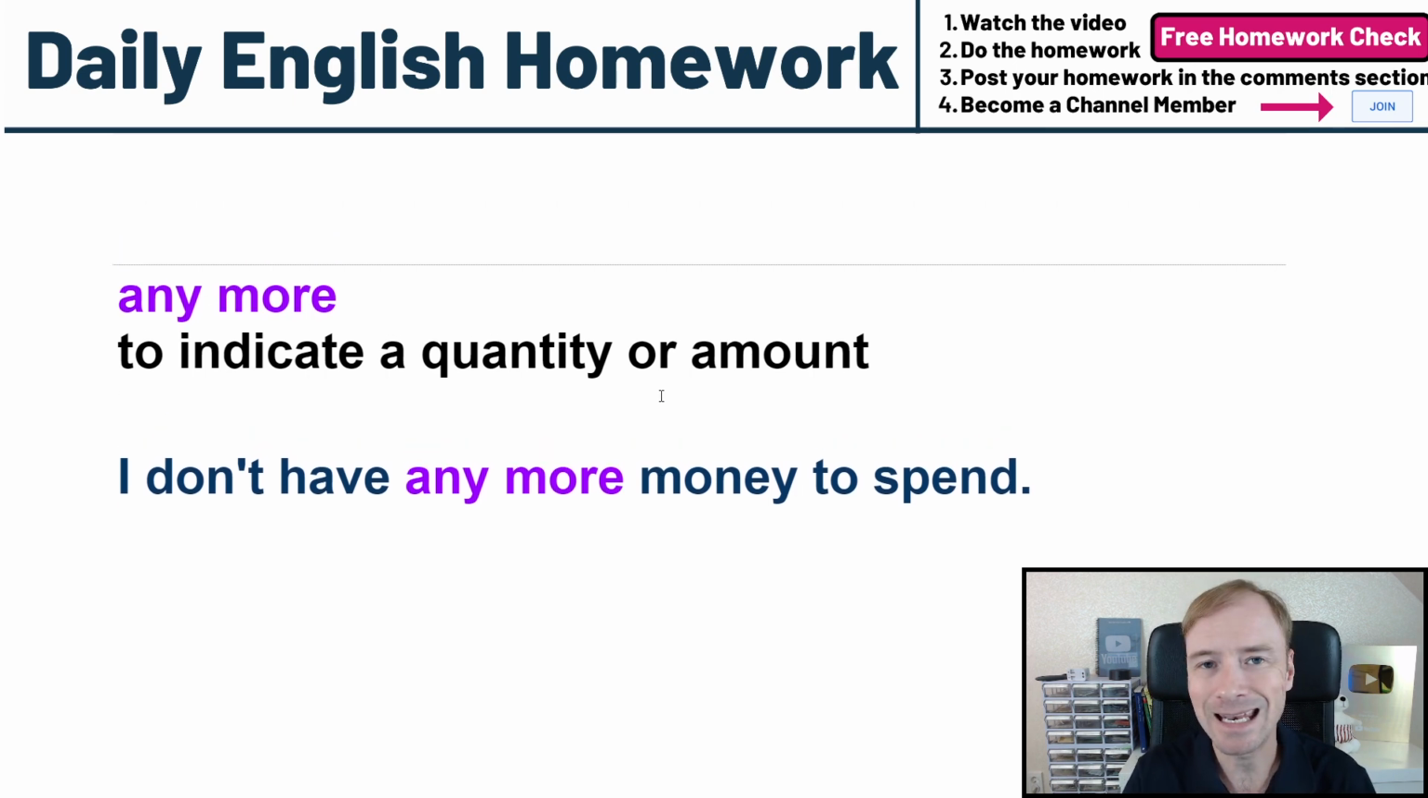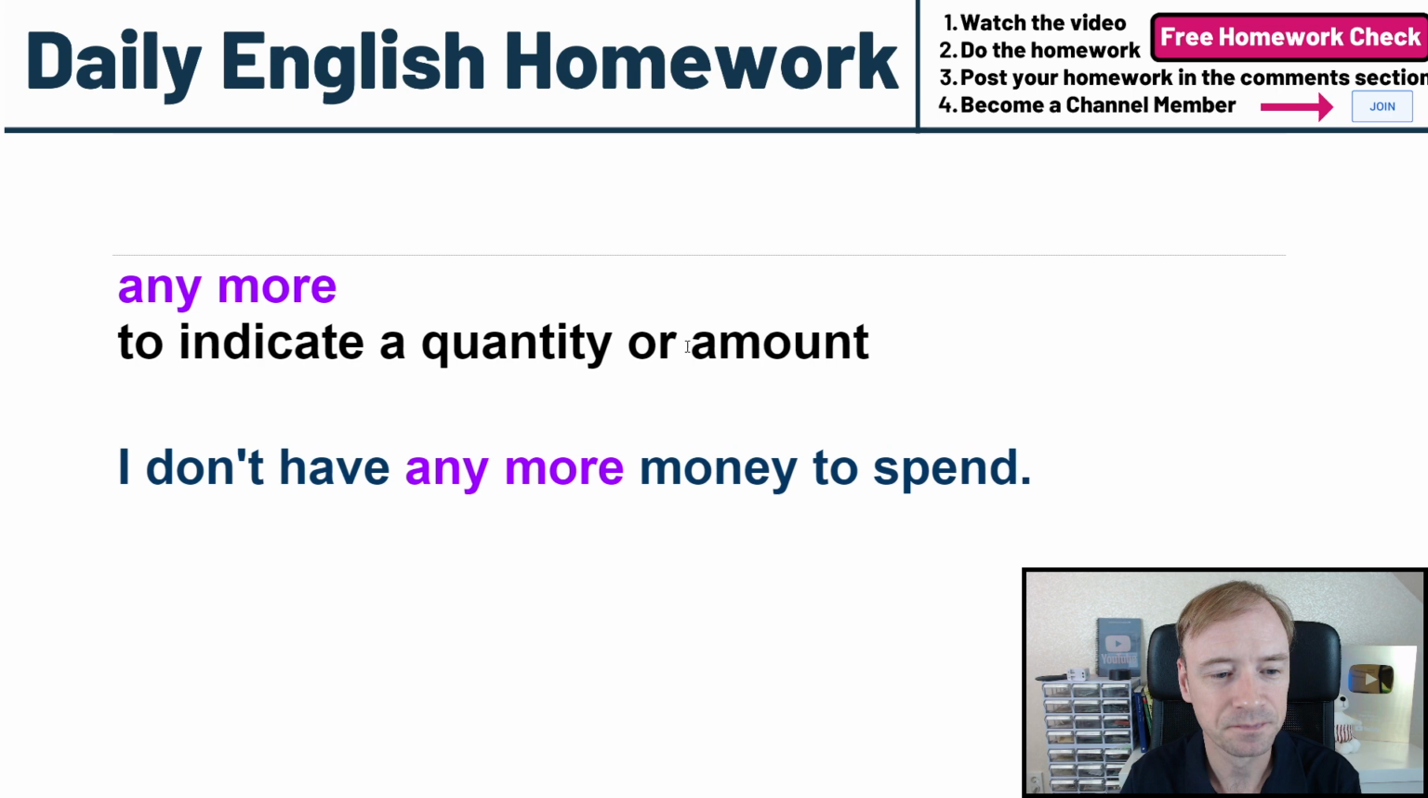So let's look at our example sentence. I don't have any more money to spend. So we have money, a quantity of money. I'm spending that money. I do not have more of that money. I do not have more. The amount, there's no more to give of that money. So I don't have any more money to spend. So keep that in mind. I'm going to give more examples in a moment.